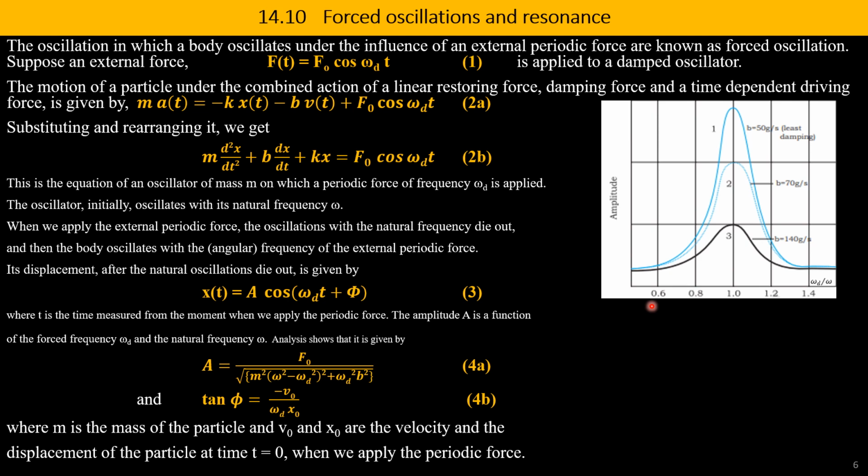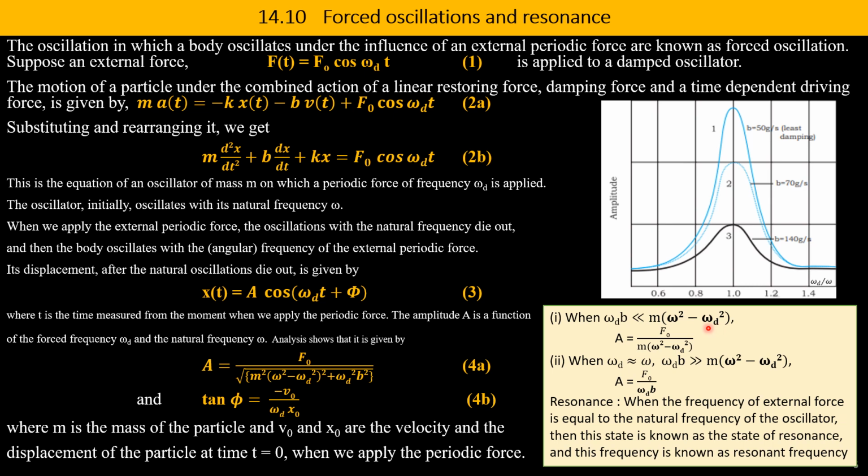The amplitude is greatest when the ratio omega d by omega is 1, that is, omega d is equal to omega. At this position, resonance is said to have occurred. The three curves correspond to different extents of damping present in the system. Curves 1 and 3 correspond to the minimum and maximum damping in the system. Please note, for curve 1 the damping is minimum, and for curve 3 the damping is maximum.